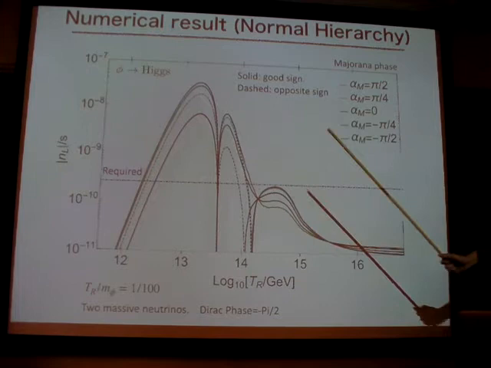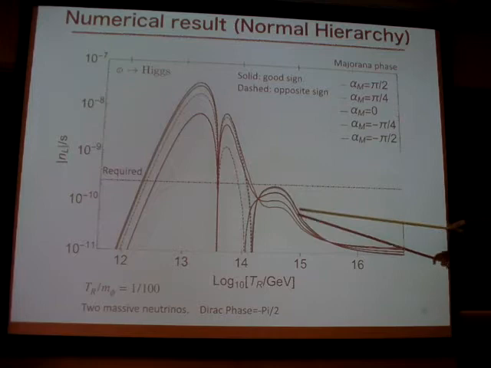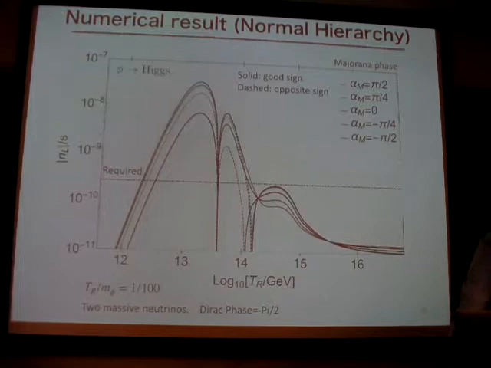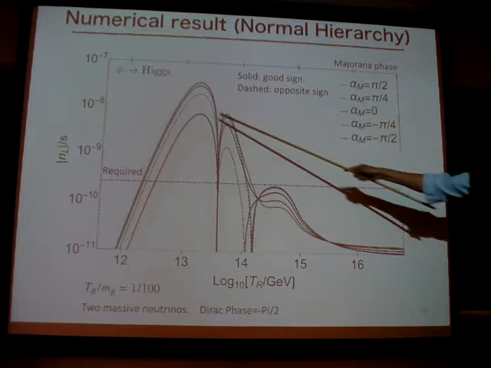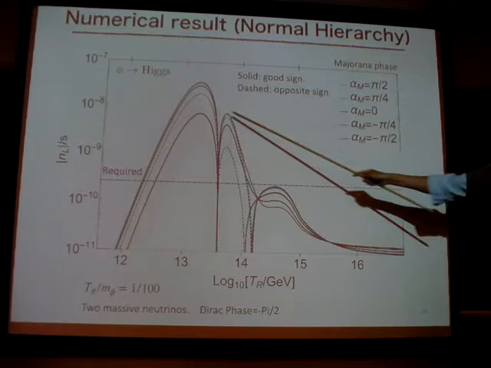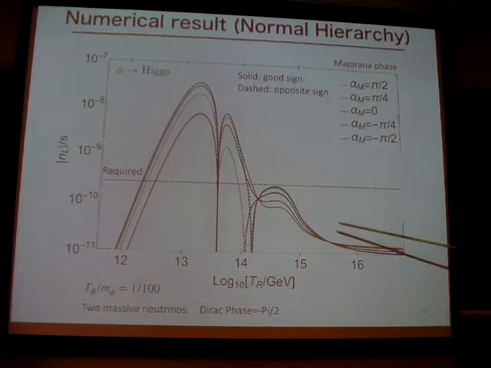But it becomes solid at high temperature. So, for example, the black line, this one. The one with a phase of pi over 4 corresponds to this one, but it becomes the solid line at the high temperature. Sorry for the confusion.